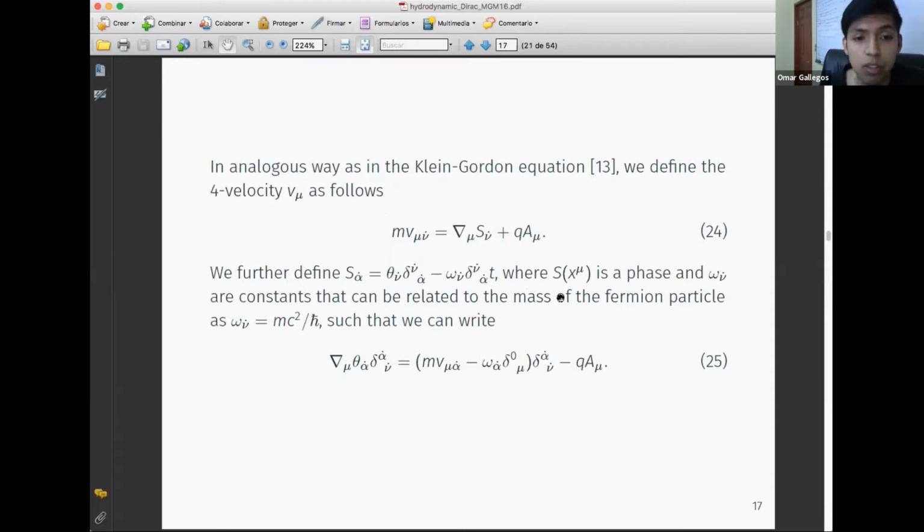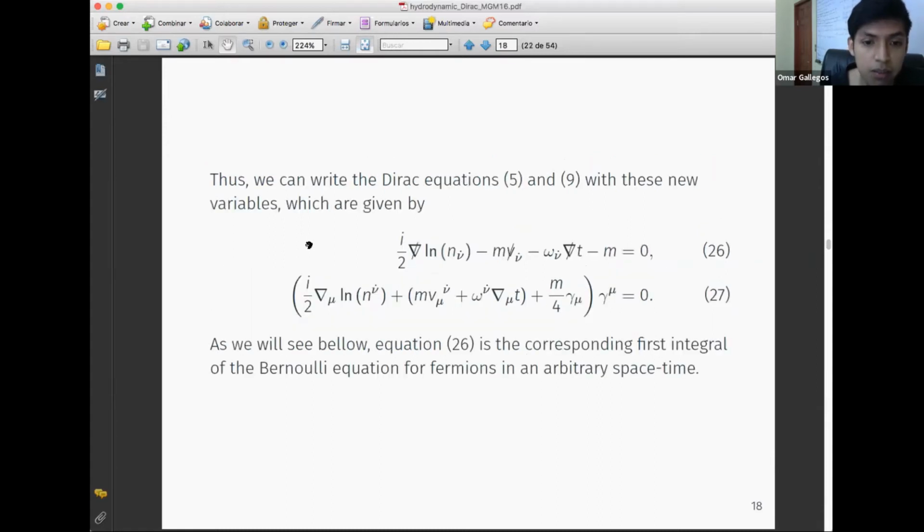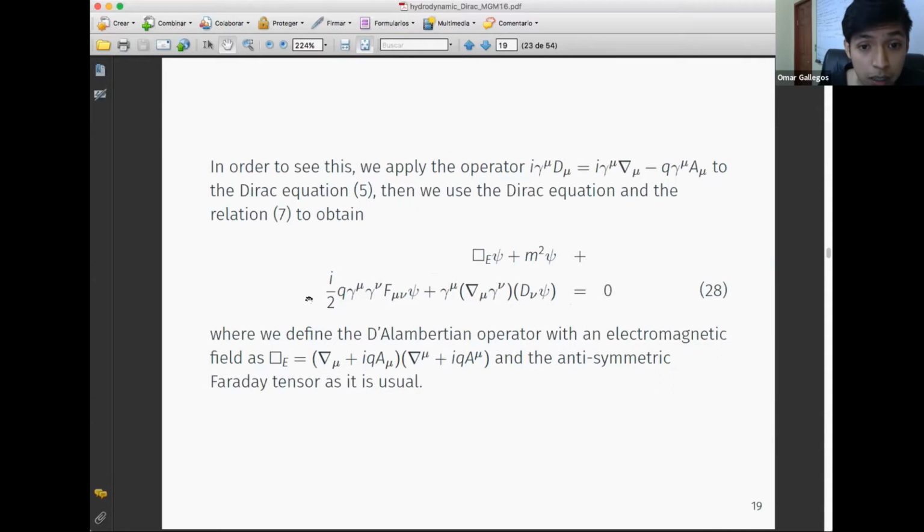But it's more convenient for physical interpretation to introduce these new definitions. The density velocity is defined by this equation, and S, which is a phase, by this transformation. And we can transform the Dirac equation and its conjugate transpose like this with these new variables. And if we apply this operator in the Dirac equation, we can obtain equation 28.